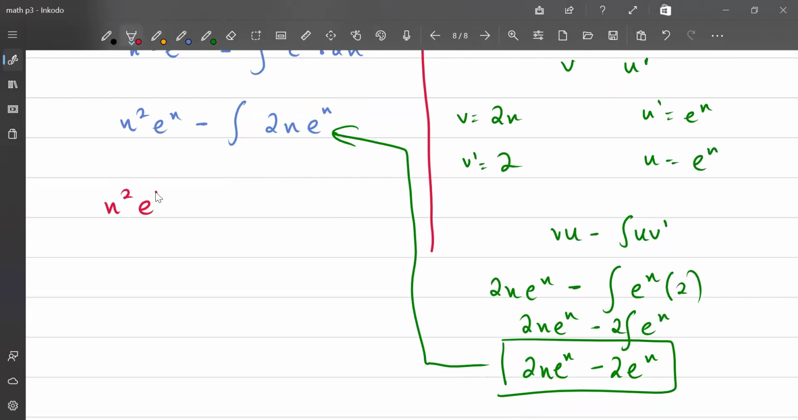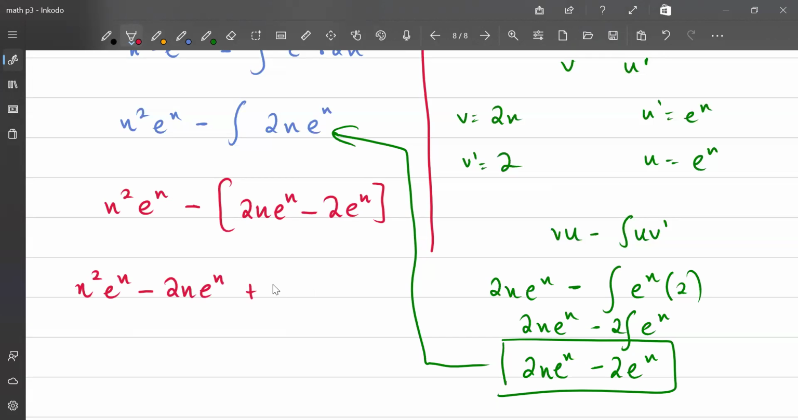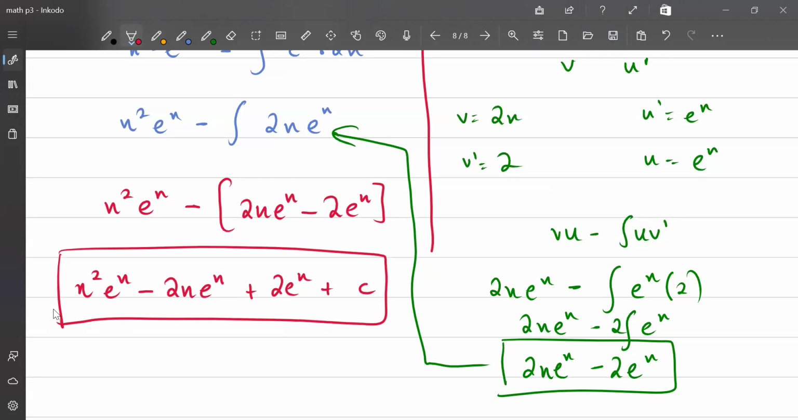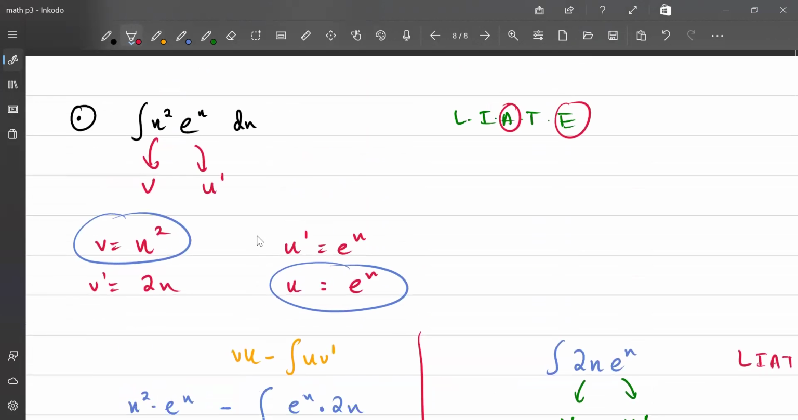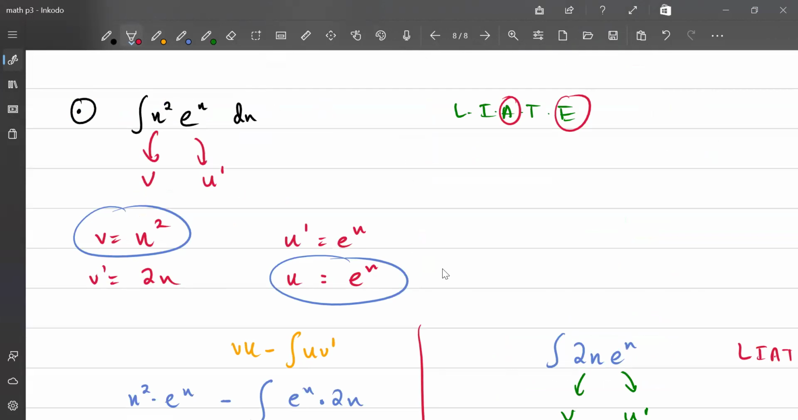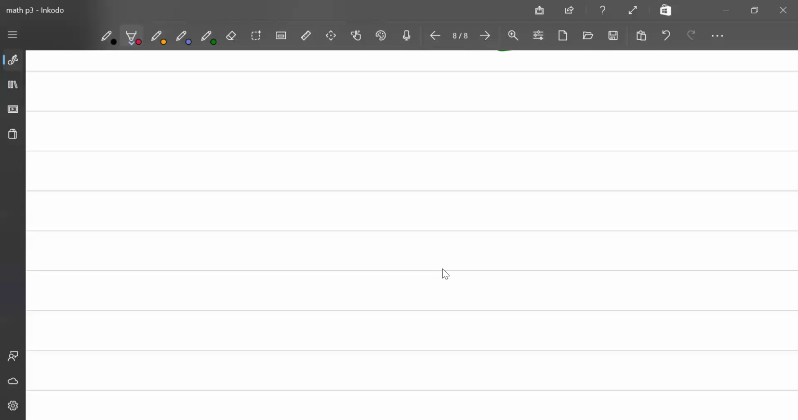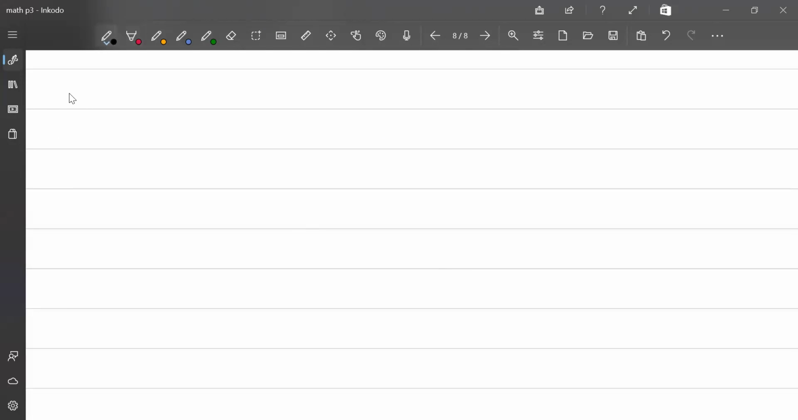So x square e to the power x minus 2x e to the power x minus 2e to the power x. So the final answer would be this, and don't forget to add plus c. So this is the final answer. I hope this makes sense. Let's try another one.